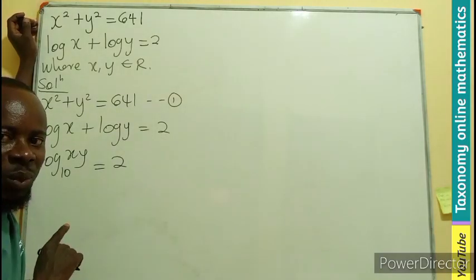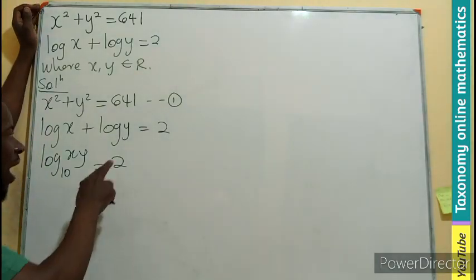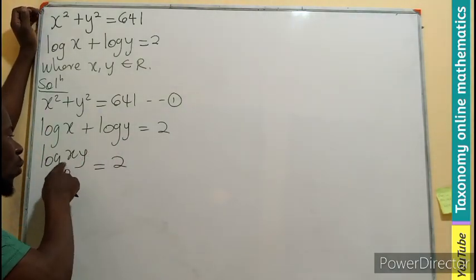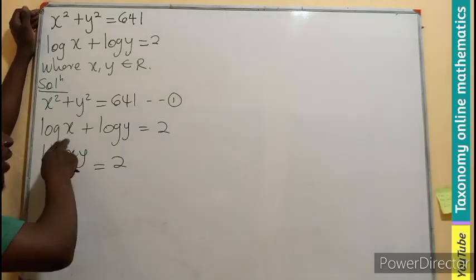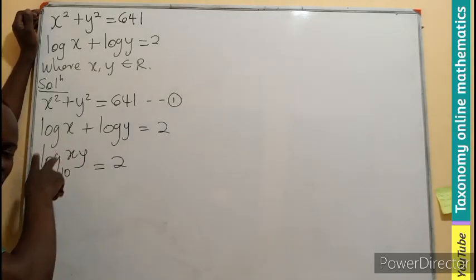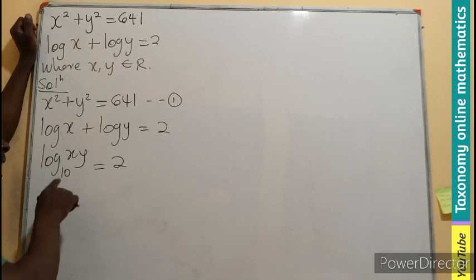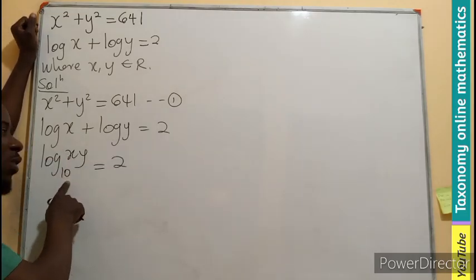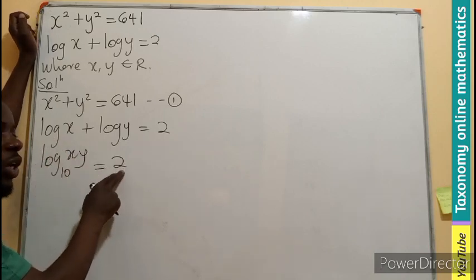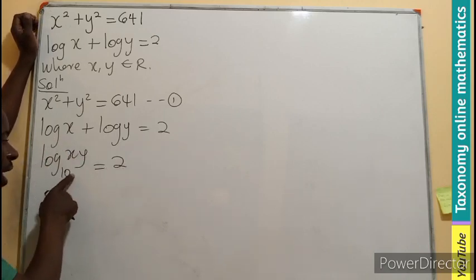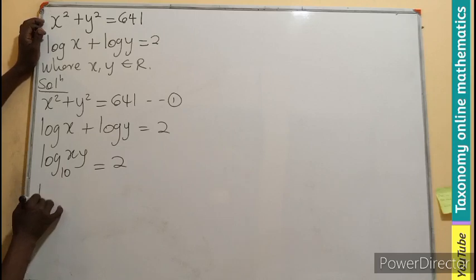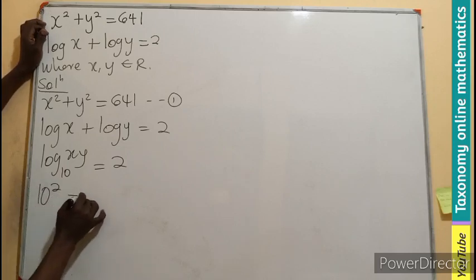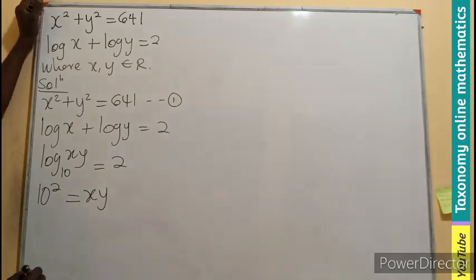I believe you're conversant with this. Logarithms that are having addition, we multiply the arguments. All right. And if the log is not showing the base, it is in base 10. So from logarithm, we can also change to indices. So the base will carry the 2, meaning 10 exponent 2 will be equal to xy.